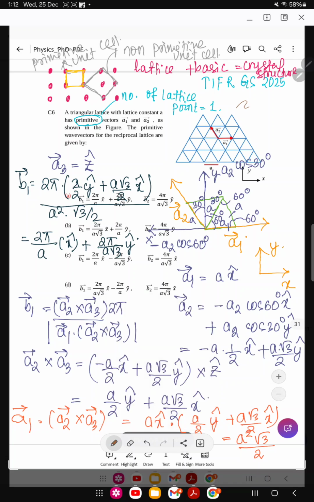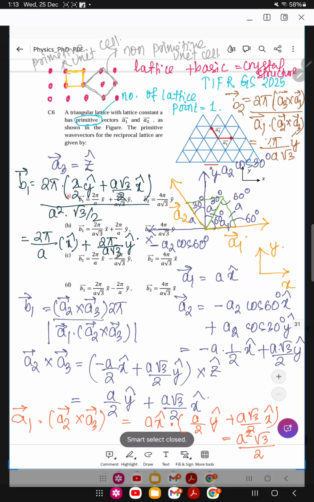b1 we have already found. The b2 vector will be 2 pi times a3 cross a1 divided by a1 dot a2 cross a3. As you solve this equation like the previous one, you get that this value is 4 pi by a root 3 y cap. So option A will be the correct answer for this case. Okay, thank you.